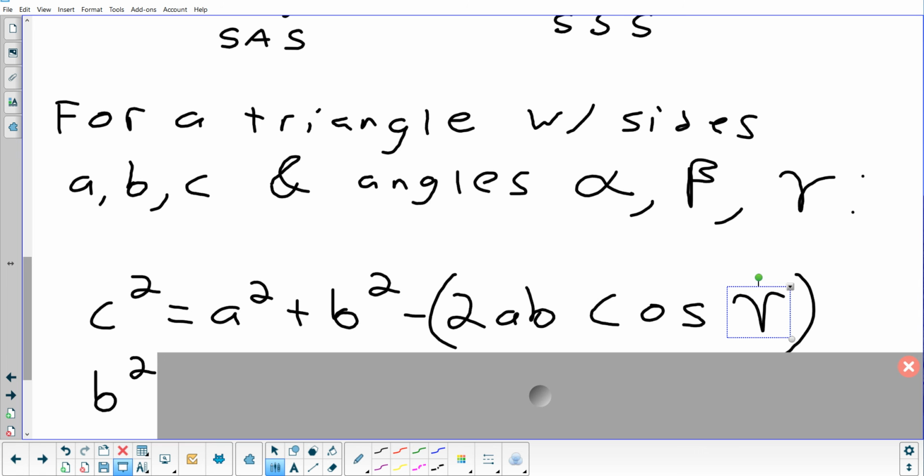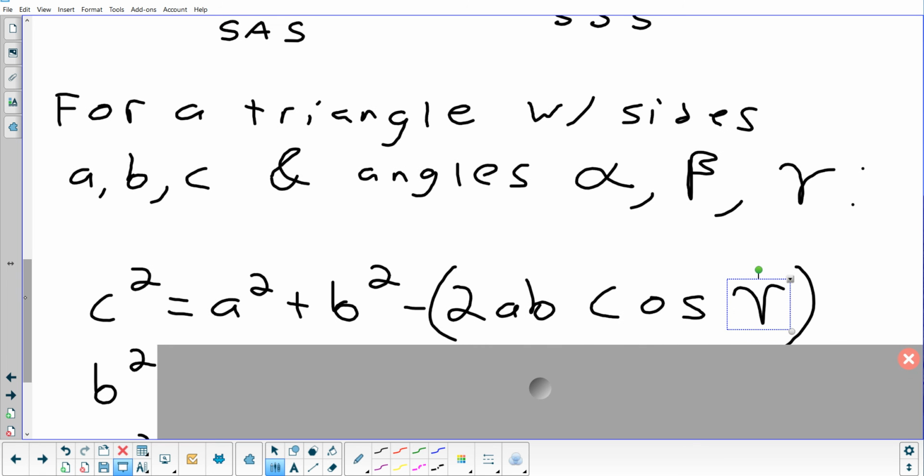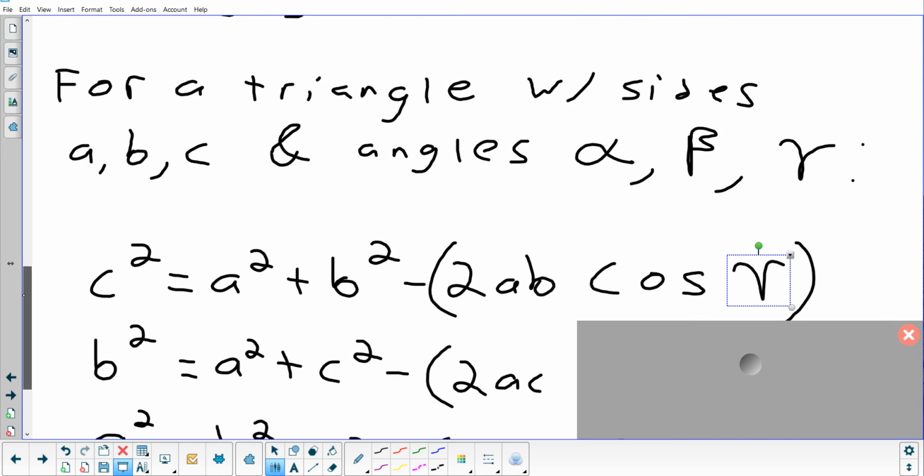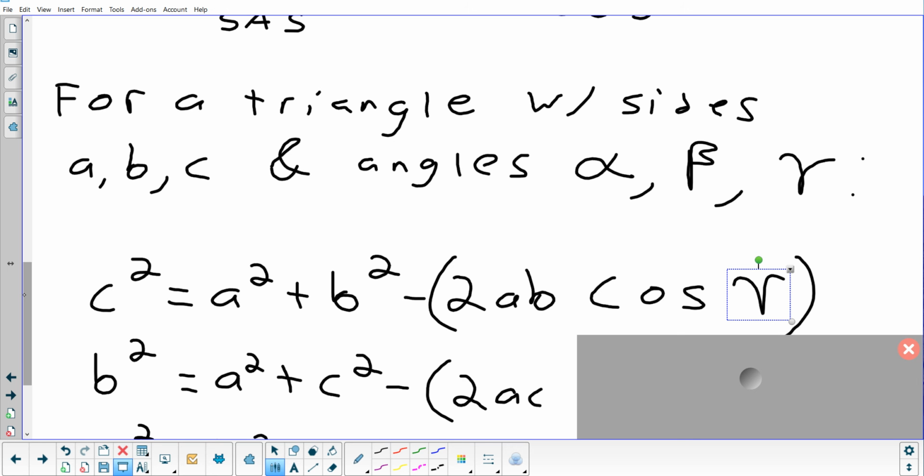We could also start with a B. Anyone have a guess what would be next if it follows the same pattern and I start with a B? Yeah? A squared plus C squared. So A squared plus C squared minus, what would come after that? Jason? Negative 2AC. Yep. And then the last thing would be cosine beta.